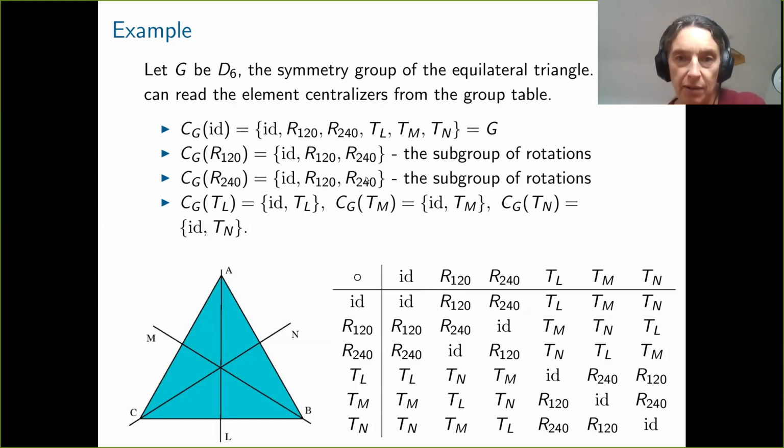It has the same centralizer as the rotation through 120, and we can observe, obviously, that it is in fact a subgroup of D6. Okay, moving on to the reflections. If we look at TL, that's the reflection in this vertical axis.